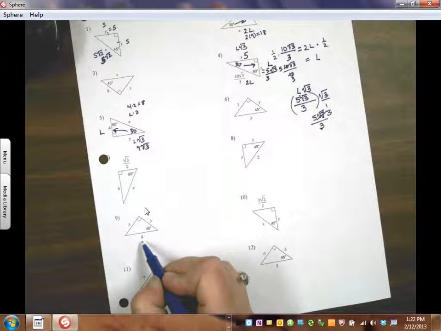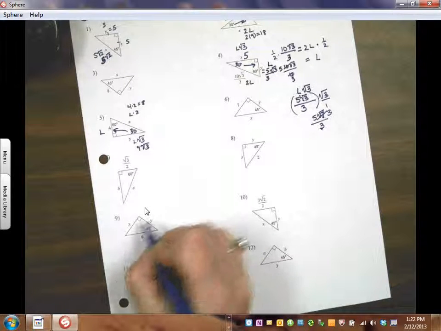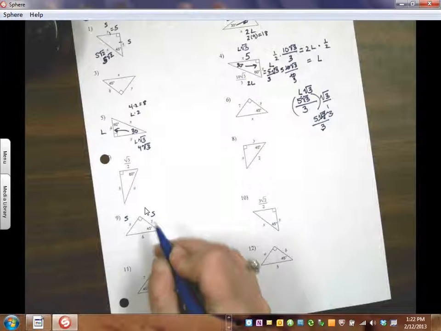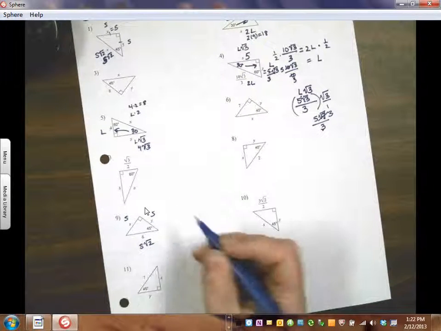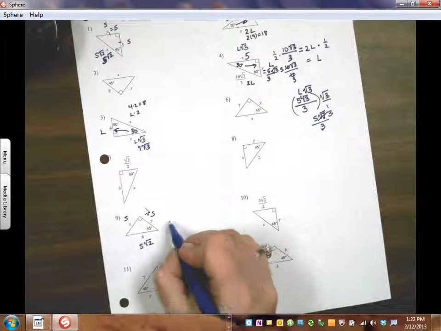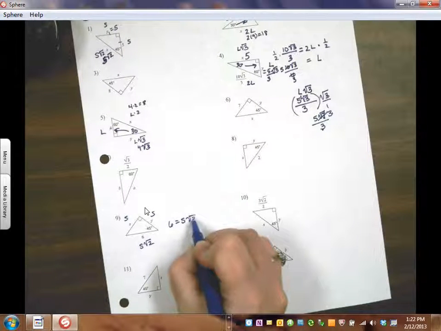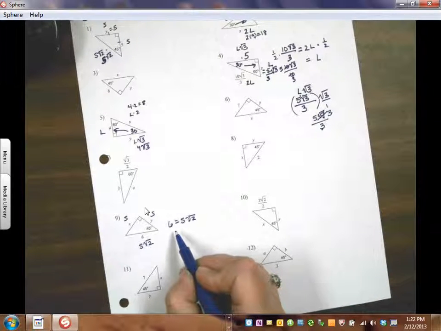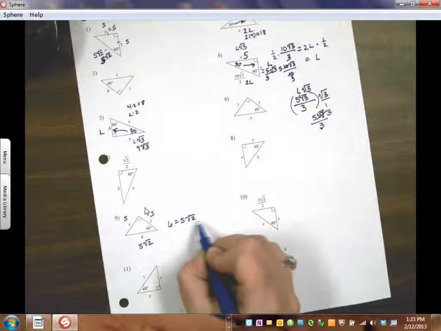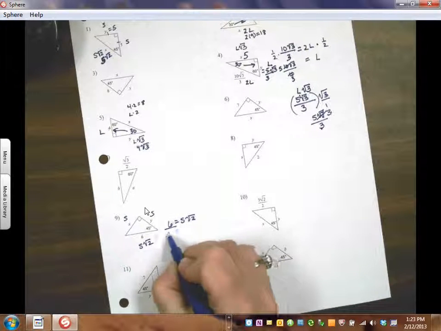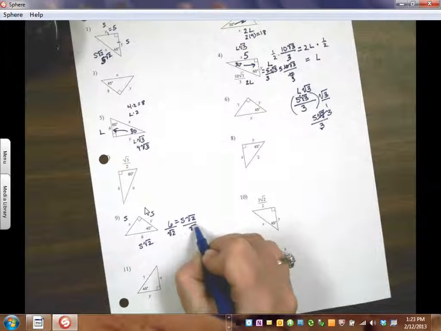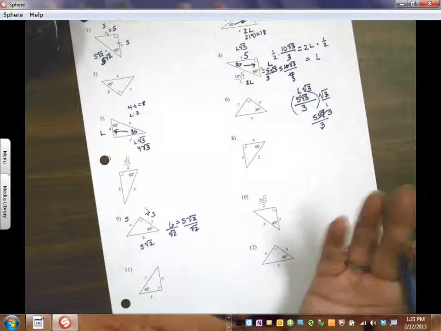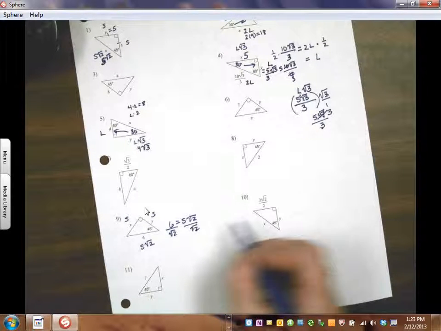In number 9, I know that 6, this is a 45, 45, 90. So put our template on here. We have S, S, and S root 2. Remember we said if you want to solve it, 6 equals S times the square root of 2. Okay? So I'm going to divide by the root of 2, which gives this to me in the denominator, right? That's equal to 1.